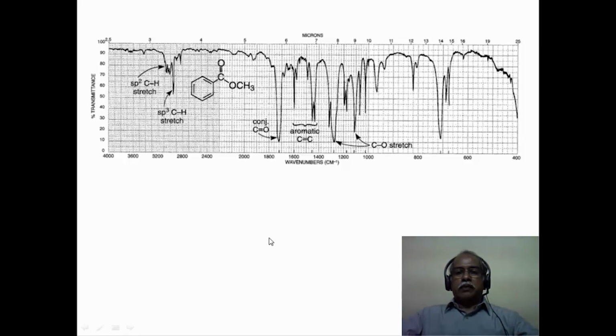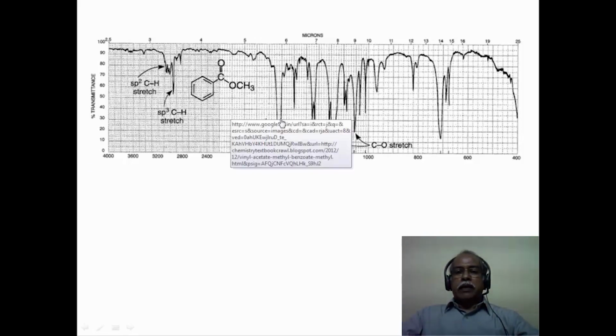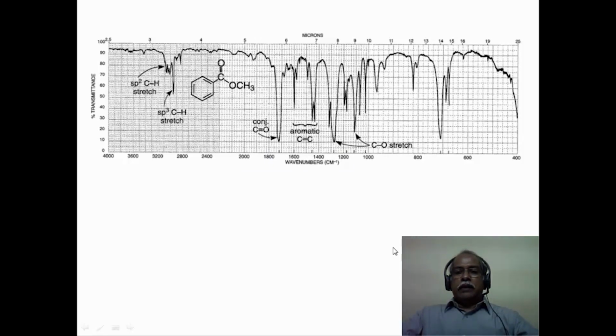The infrared spectrum has different kinds of bands, and these bands are responsible for the various stretching frequencies of the molecule, the various stretching modes of the different kinds of bonds. For example, you have an sp2 CH stretch, an sp3 CH stretch, a carbonyl stretching band, an aromatic CC stretching band, and a CO stretching band. So the different kinds of stretchings occur in the molecule, and the infrared absorption takes place at select frequencies, which puts out the signal in the infrared spectrometer to give this kind of spectrum.